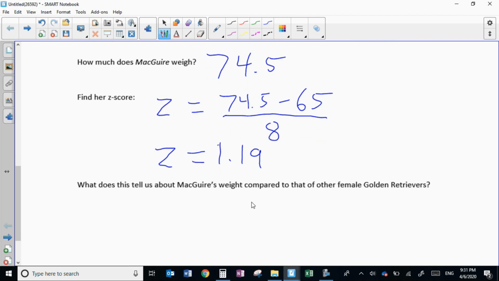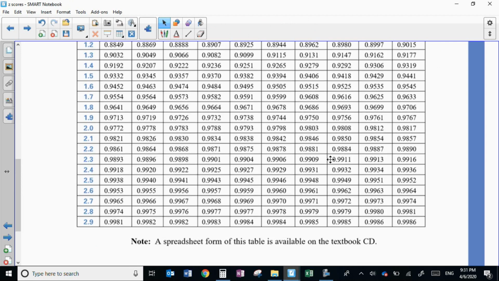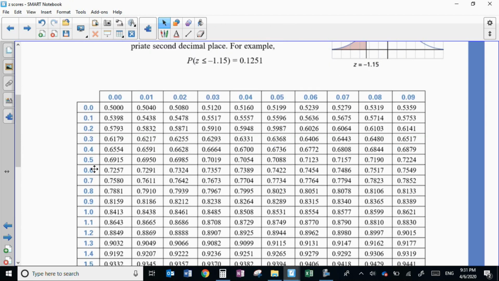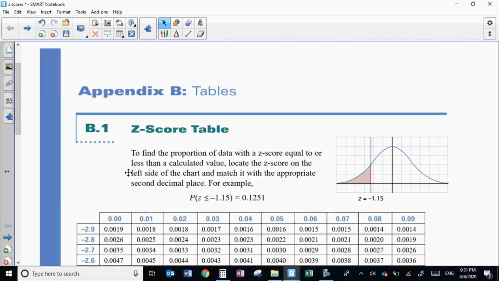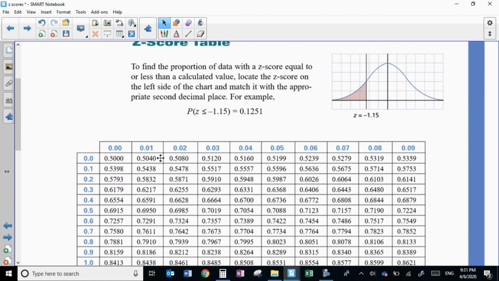Well, now you need a Z-score table. So if you don't have your Z-score table, you should perhaps pause this video and get it out now. You can find it in OneNote. You can also find it in the back of your textbook as well. I've got one right here. You can see that it's on page 399 of your textbook. There are 2 pages. The first one is with negative Z-scores, and the second one is with positive Z-scores, which is what we want.